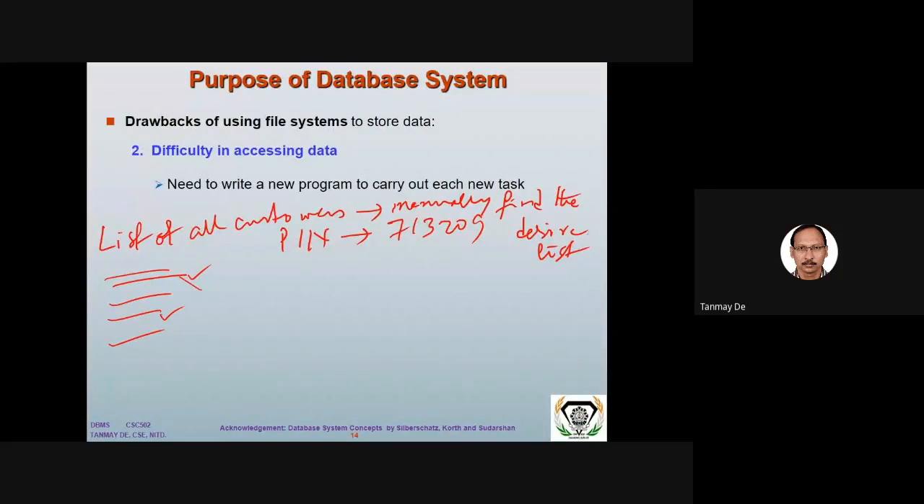Whatever I have discussed up to that point, I already discussed in yesterday's class. The next point is data isolation. For a similar reason, the data is scattered in different files. These files are not created only at the beginning when the database is created; later, depending on needs, some files may be added or removed, and that can be done by different system programmers. So the file formats may be different, and it will be difficult to write new application programs to retrieve the appropriate data. This is basically data isolation.